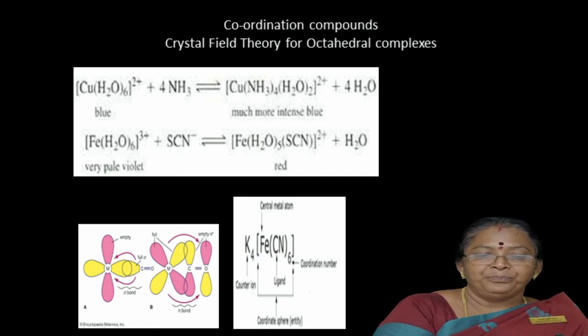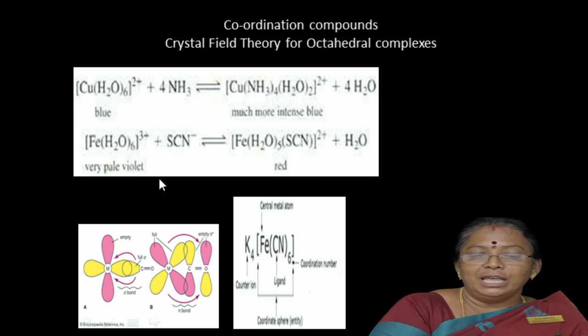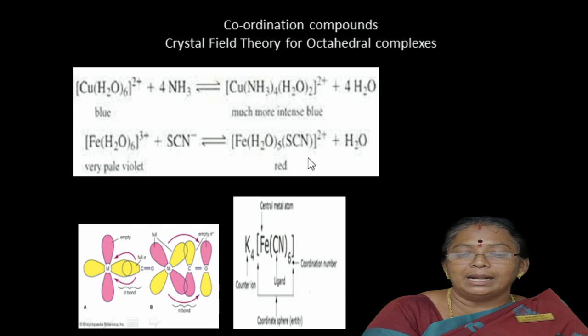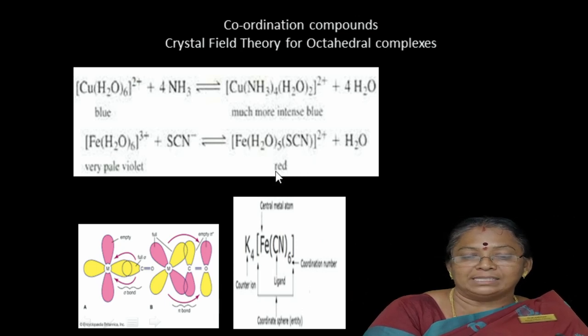Another example, the hexaaquairon(III) ion. Here 6 water molecules are ligands. These ligands are called aqua ligands. These ligands react with the iron atom and give a pale violet color. After the reaction with the thiocyanato ligand, it forms a red colored mixed ligand complex.